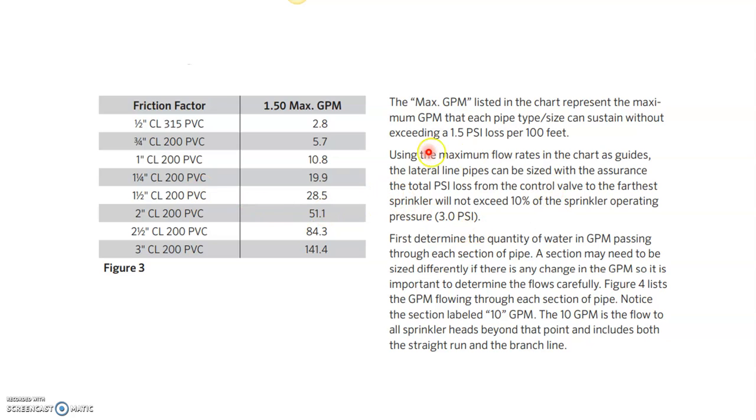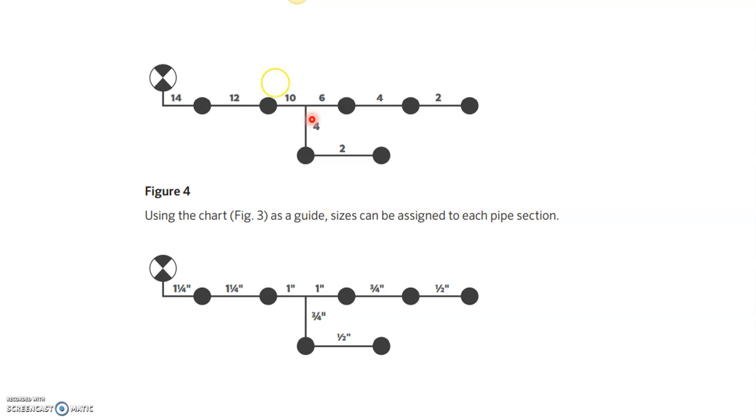So first determine the quantity. For example, I'm giving you this picture. This is the valve, and these are the sprinkler heads. We know that each sprinkler head is operating at 2 gpm. At the next point, the pipe needs to give 4 gpm. At this point the pipe needs to give 6 gpm. At this point you have to calculate the whole, so it needs to give 10 gpm. So at the initial point it needs to give 14 gpm.